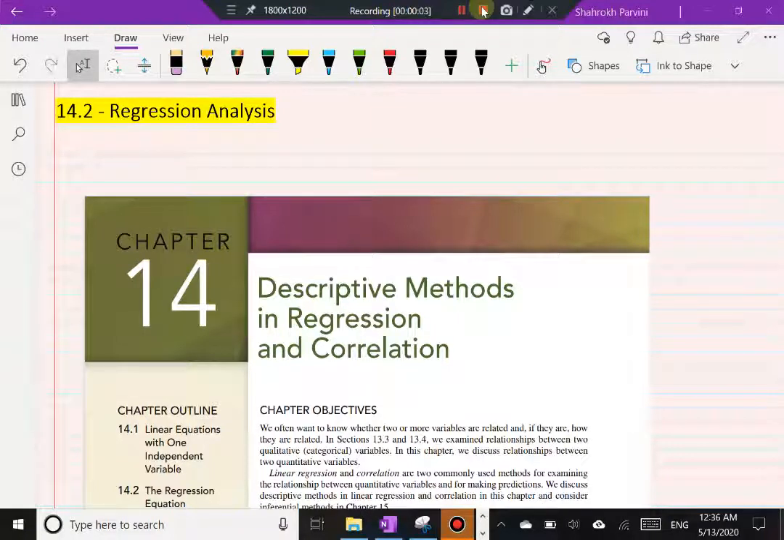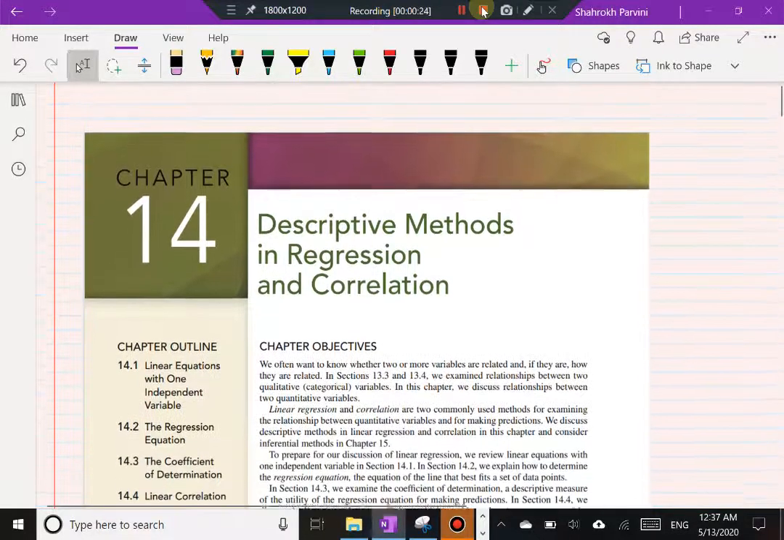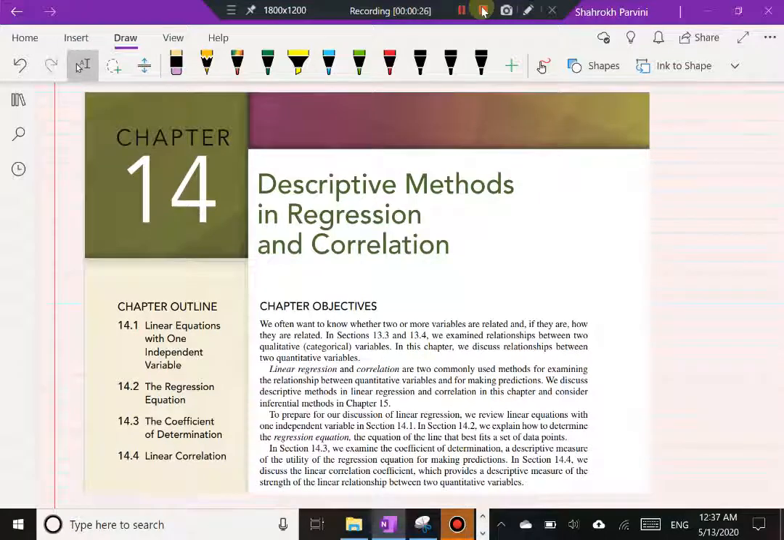In section 14.2, we're going to talk about regression analysis. In section 14.1, we looked at the general equation for linear equations, and in section 14.2 now, we're actually going to use those linear equations. So, in chapter 14, we're getting into the prediction portion of the course.